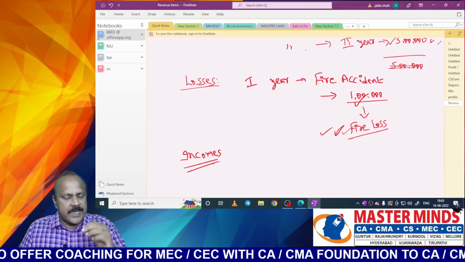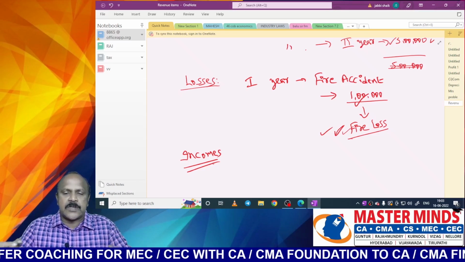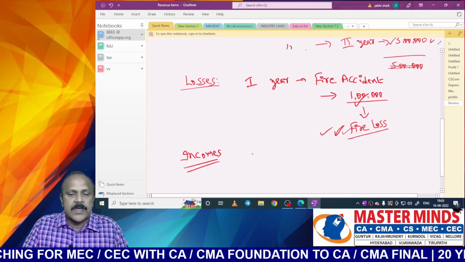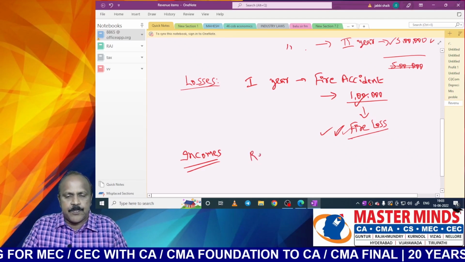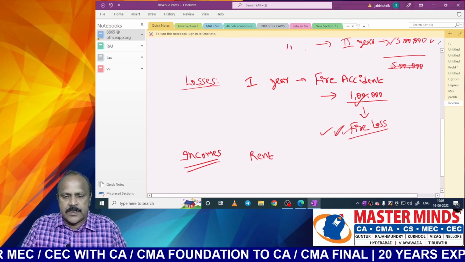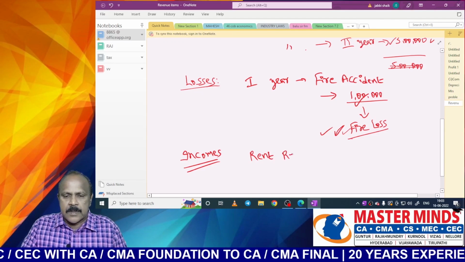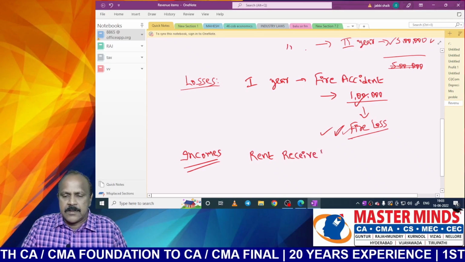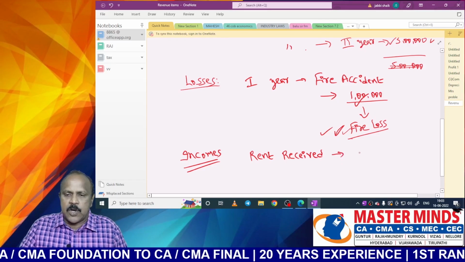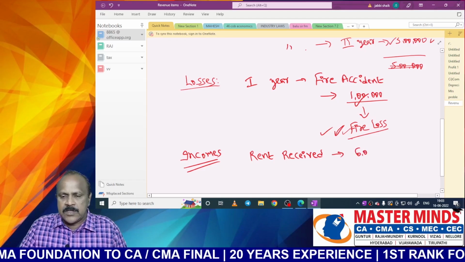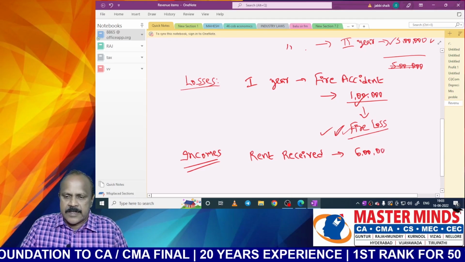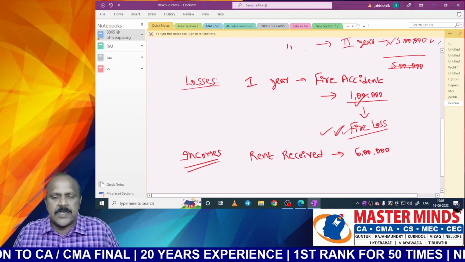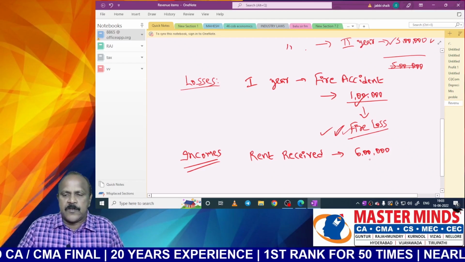What I want to say is, all incomes are revenue. For example, the organization received a rent of 6 lakhs during the first year. Let us assume it so. The organization has received a rent of 6 lakhs during the first year.